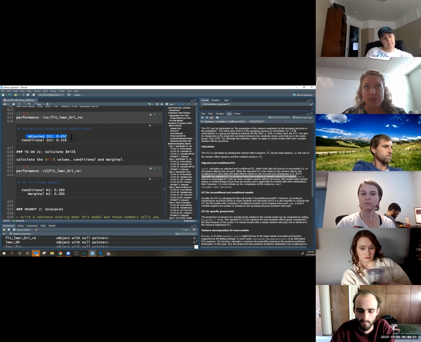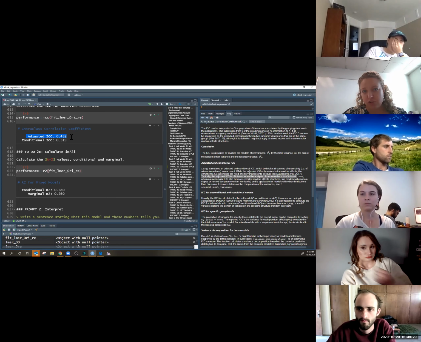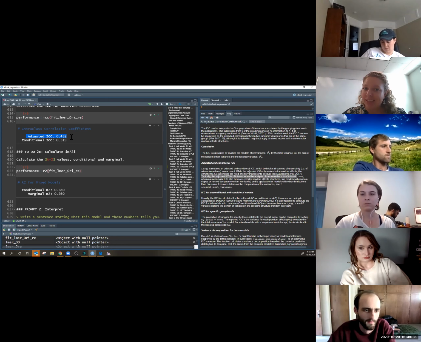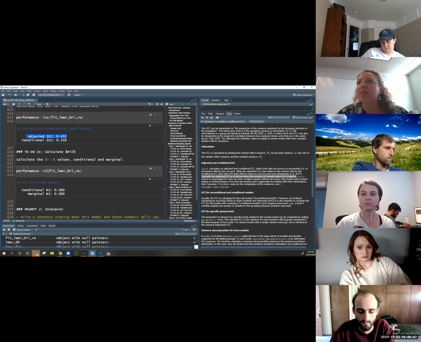Here with random intercepts, this model now has OBS in it. OBS is a predictor. So this number really only refers to the baseline measurements. There's 43% of the variance in baseline observations, baseline illness severity, that is attributable to person differences. Now that's the adjusted.